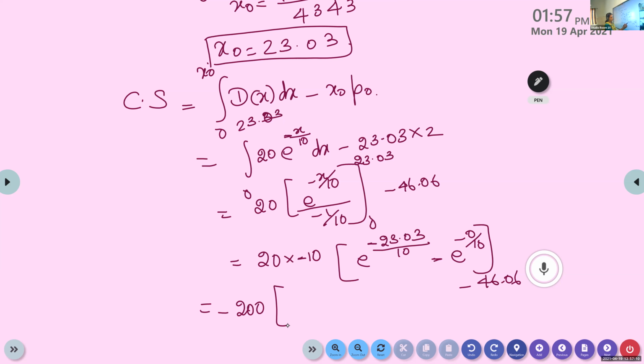So now look here, e raised to 23.03 by 10. Is it the same as 1 by 10? Will it be the same as 1 by 10? Anything raised to 0 is 1. How?